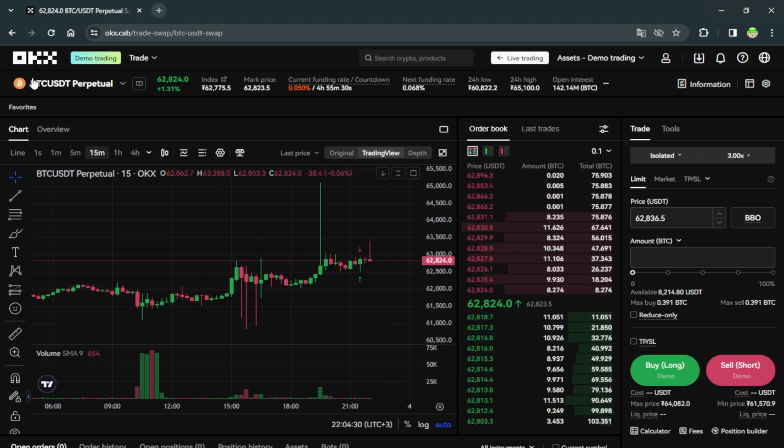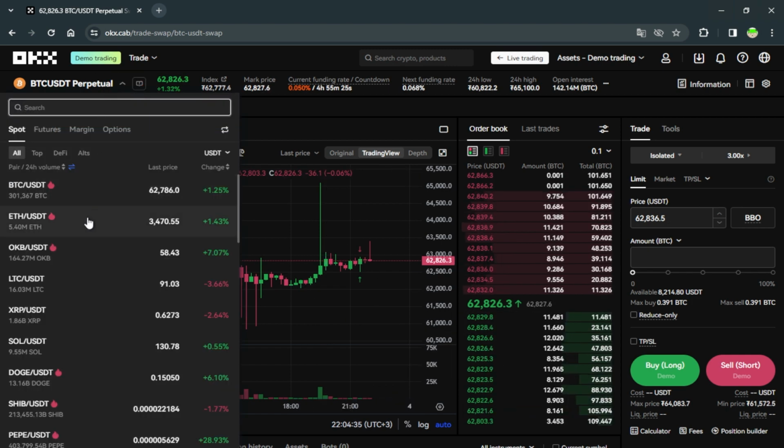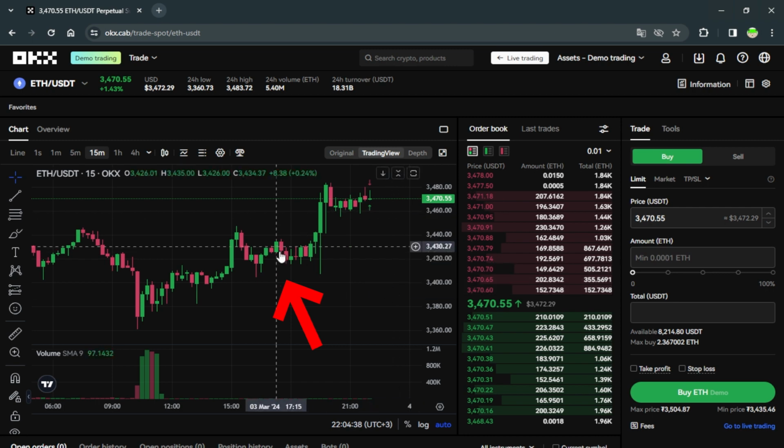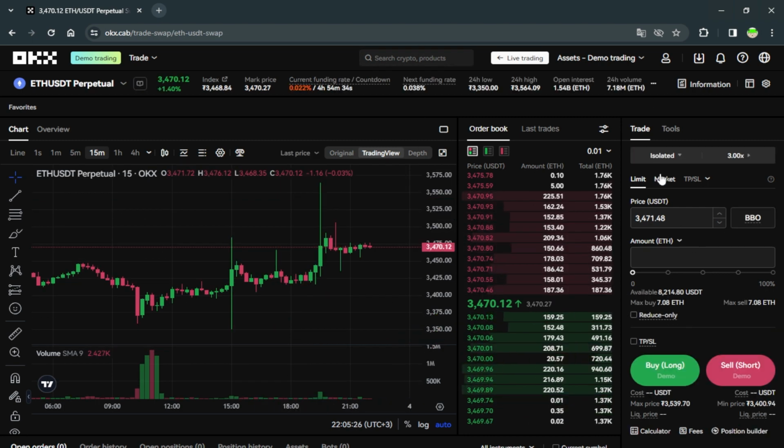Let's move on to futures trading. To start trading futures, click Trade and select Futures here. In principle, everything is the same at the top. We can choose a currency pair, let's say Ethereum again here. There is still a chart, an order book, and there is the most important panel. This is the opening of a long position and the opening of a short position.